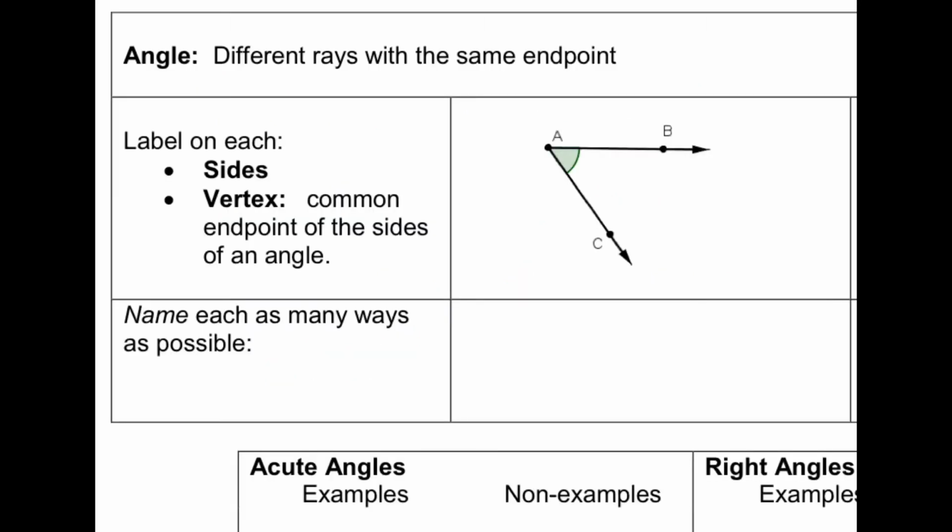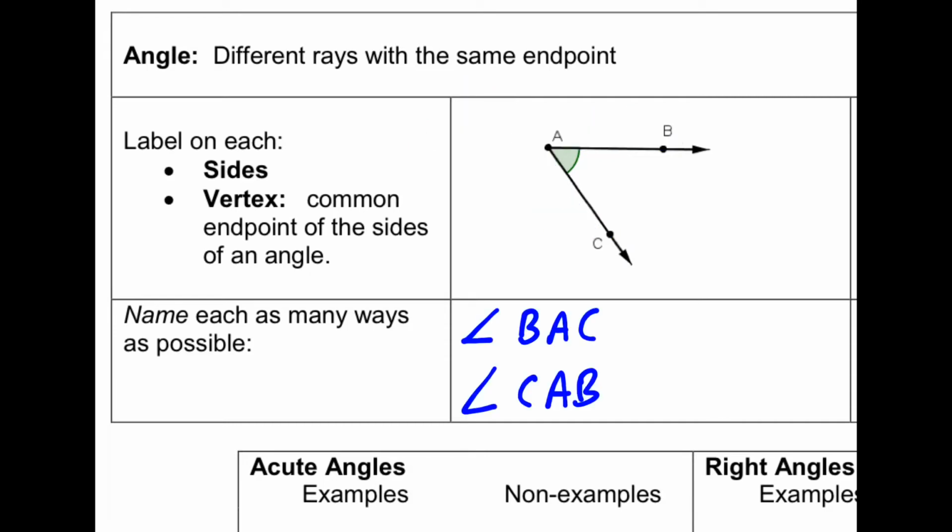One definition of an angle: different rays with the same endpoint. So if A here is the endpoint, we have a ray heading toward B and a ray heading toward C. These are called the sides of the angle. And right here, that common endpoint is called the vertex. And when you have more than one vertex, we call them vertices.